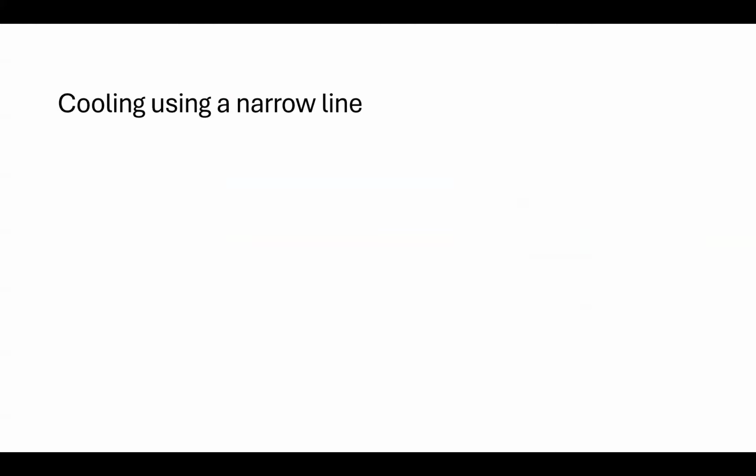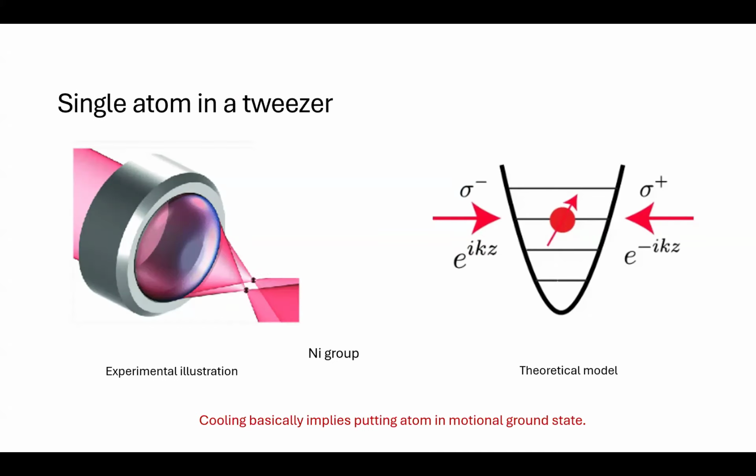Oh, yes, I'm going to explain that. So we have a spatial light modulator, and I have a slide for that. So I will come to that. So now that we have understood, we want to go to the motional ground state.